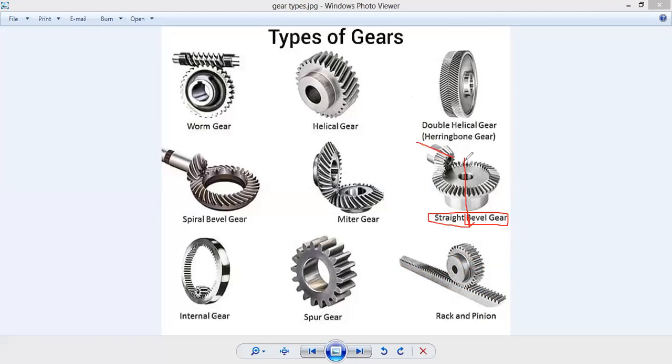So if I have one shaft over here and another shaft over here, and we want to transfer power between these two shafts, then we should use a different type of gear for this, which is called a bevel gear. We cannot use a spur gear or a helical gear in this case.